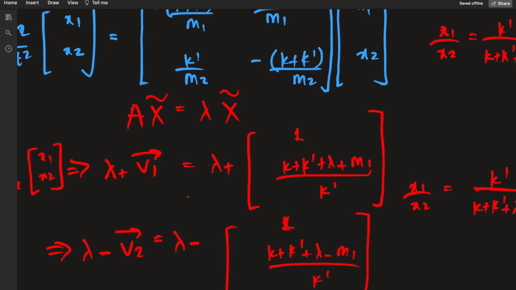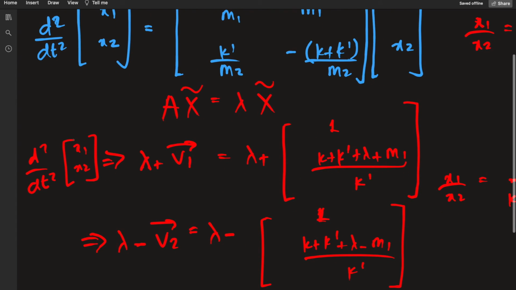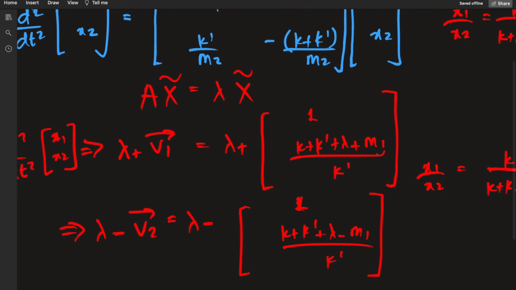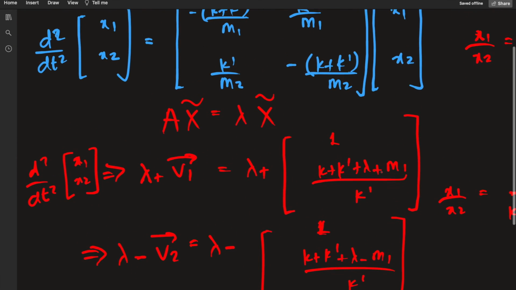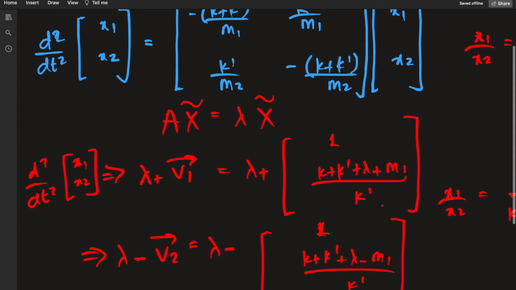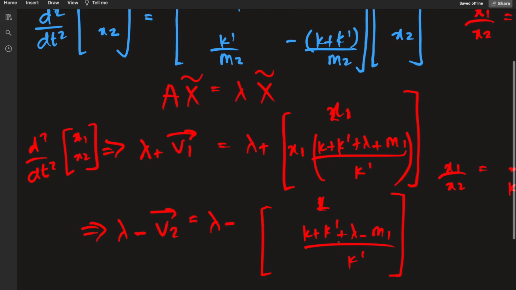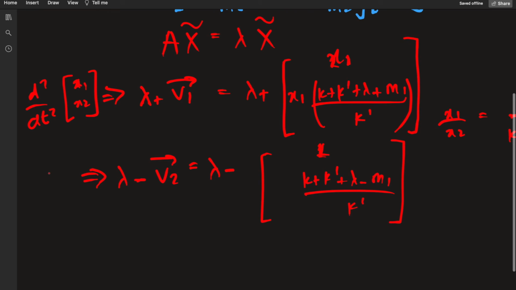And since an eigenvector, we can take any scalar multiple of this basic eigenvector. So let's just multiply by a constant x1 throughout for both entries. Again, x1 is just a constant. And now let's try to solve this first equation over here.